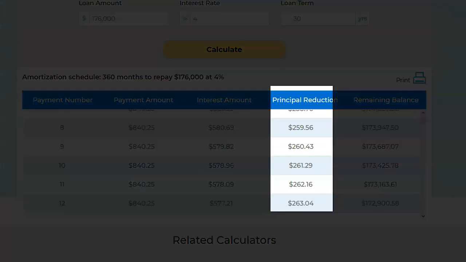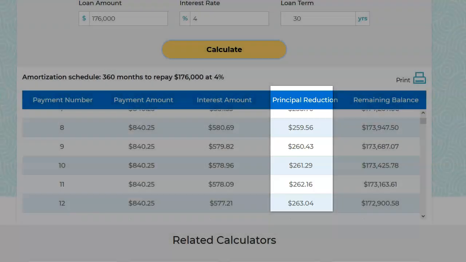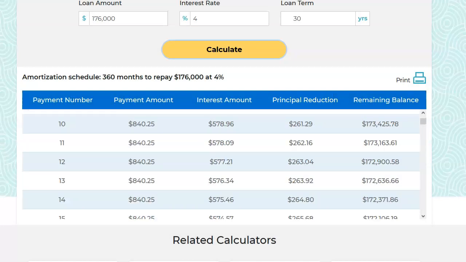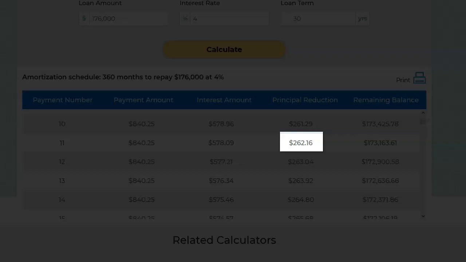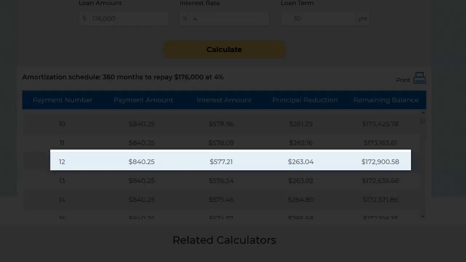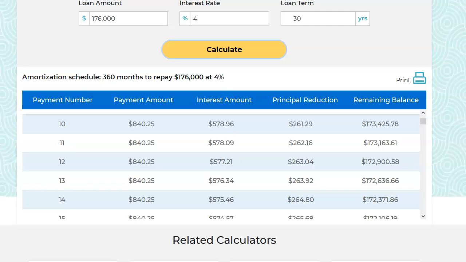Another nice thing to notice is that the principal amount is going up. So you are chipping away more at this debt. So look, we have $262.16, $263.04. So it's going up, not by leaps and bounds, but it is going up. And also your remaining balance is going down, which is very good because we want to pay it off. And as we go through the payments, payment 12, that's the first year.